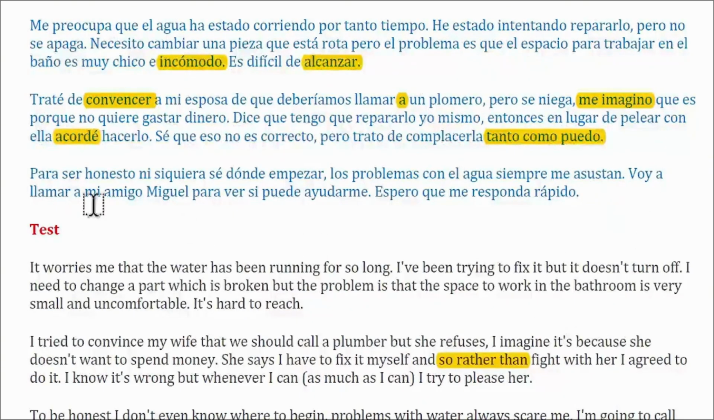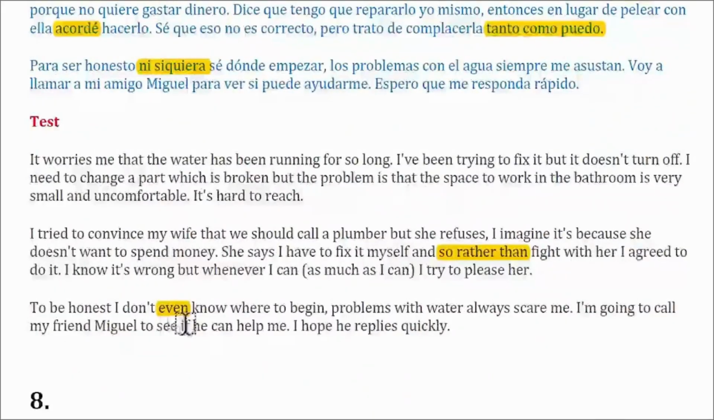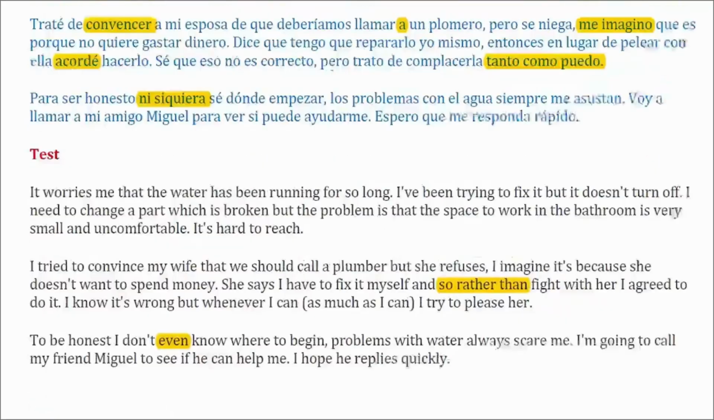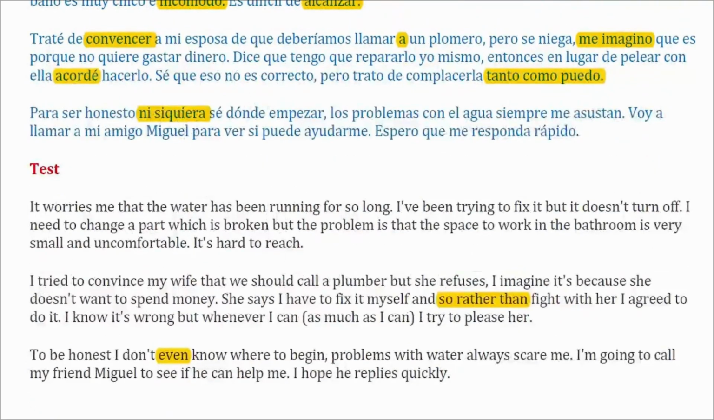Para ser honesto, ni siquiera sé dónde empezar. Ni siquiera is very useful. It's like, I don't even. So here we have the word even. You might be tempted to go into incluso, because this has been covered before. But whenever it's I don't even in the negative, that phrase, I don't even, this is always ni siquiera in Spanish. So to be honest, I don't even know where to begin.